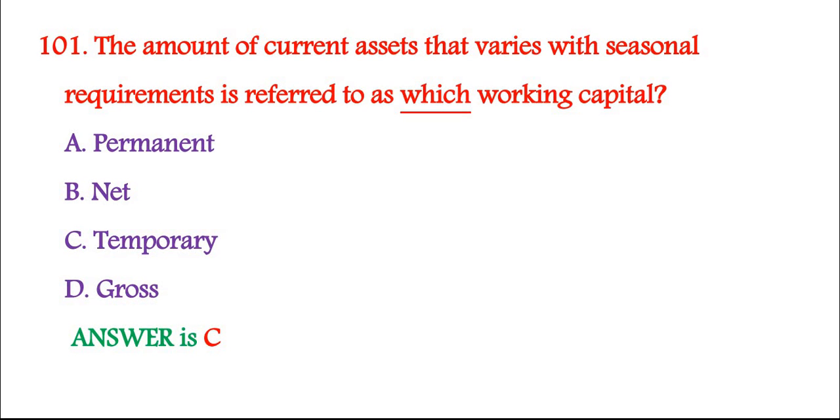101. The amount of current assets that varies with seasonal requirements is referred to as which working capital? A. Permanent. B. Net. C. Temporary. D. Gross. Answer is C.